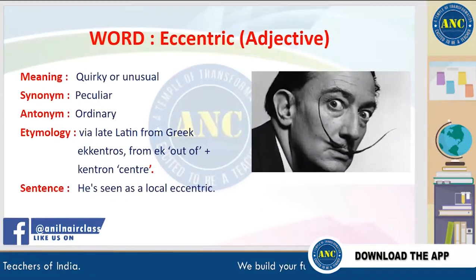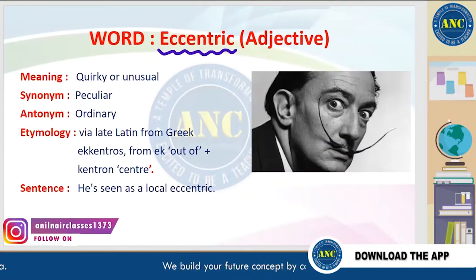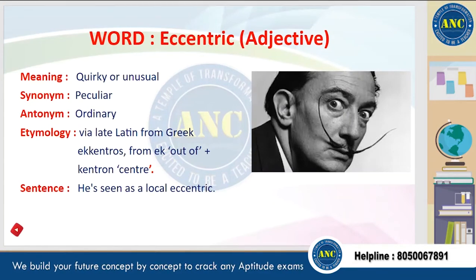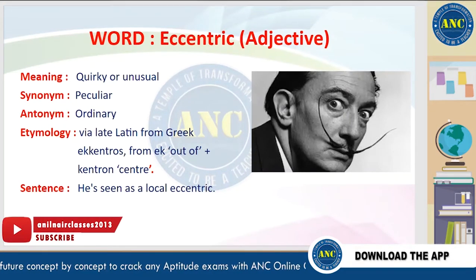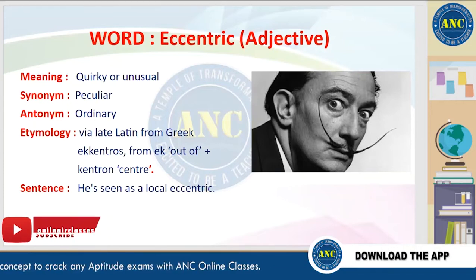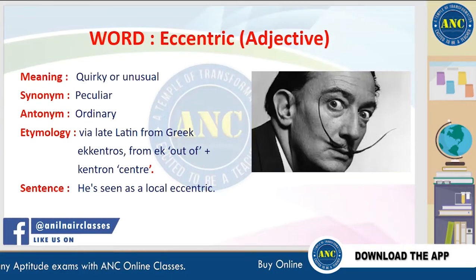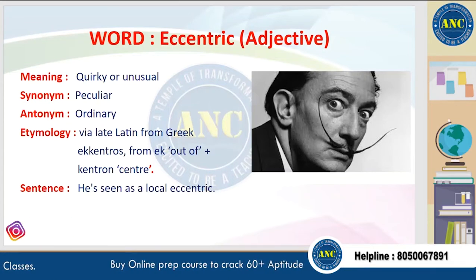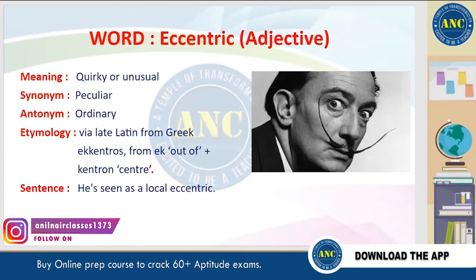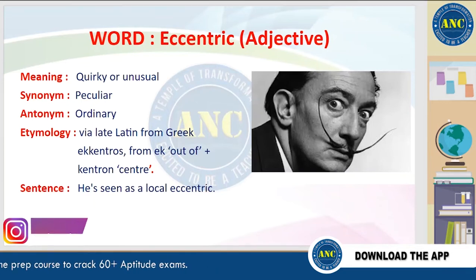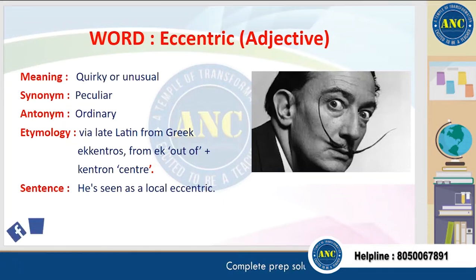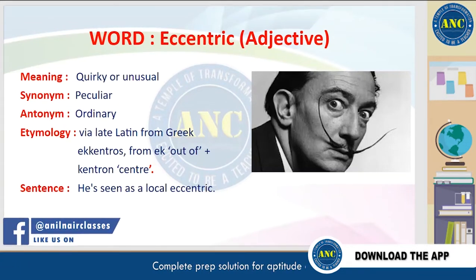The next word is eccentric. Eccentric means quirky or unusual. A synonym for this word is peculiar, and an antonym is ordinary. It is derived from late Latin, that's taken from Greek, which means out of center. A sentence for this word is, he's seen as a local eccentric, maybe because of his mustache.